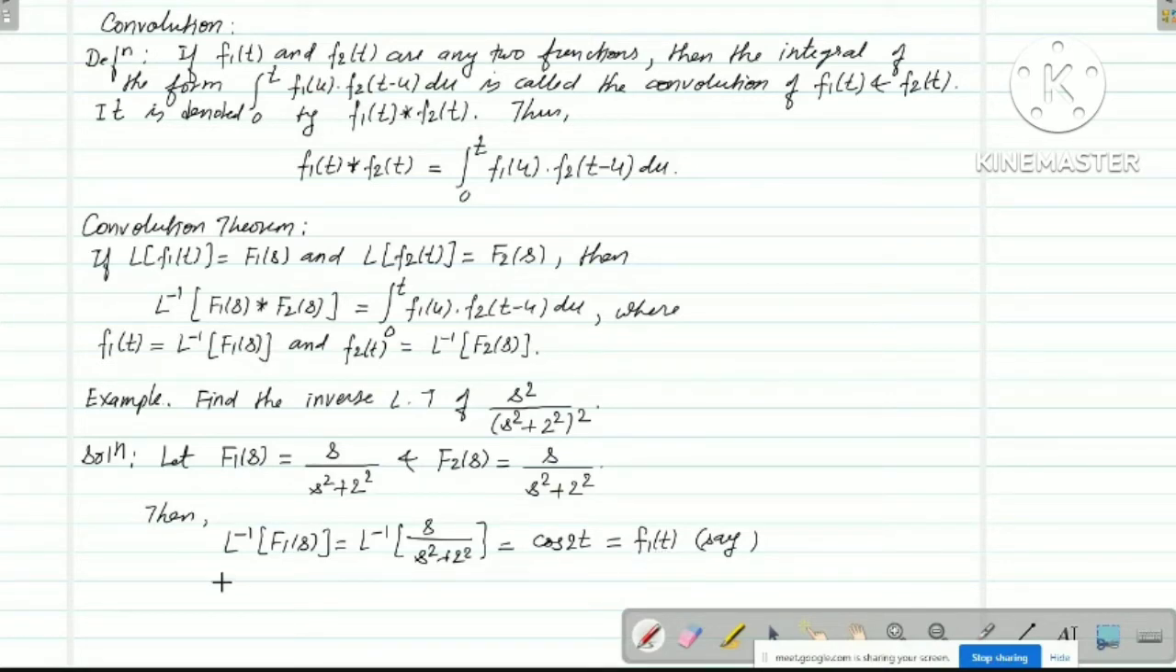Similarly, we take L inverse of F2(s), and this is equal to L inverse of the same function s upon s square plus 2 square, and this is also cos 2t. This function will be f2(t). Okay, so we got the functions f1(t) and f2(t). Now use the convolution theorem. Let us move to the next page.